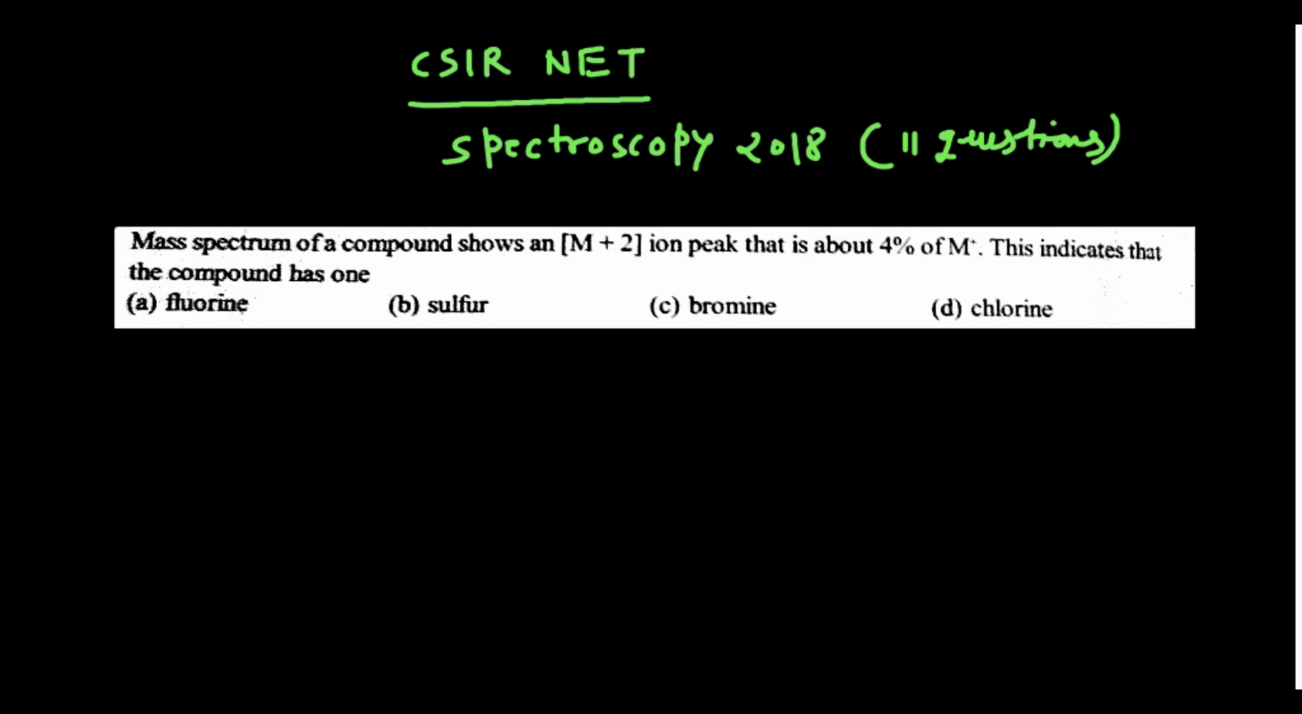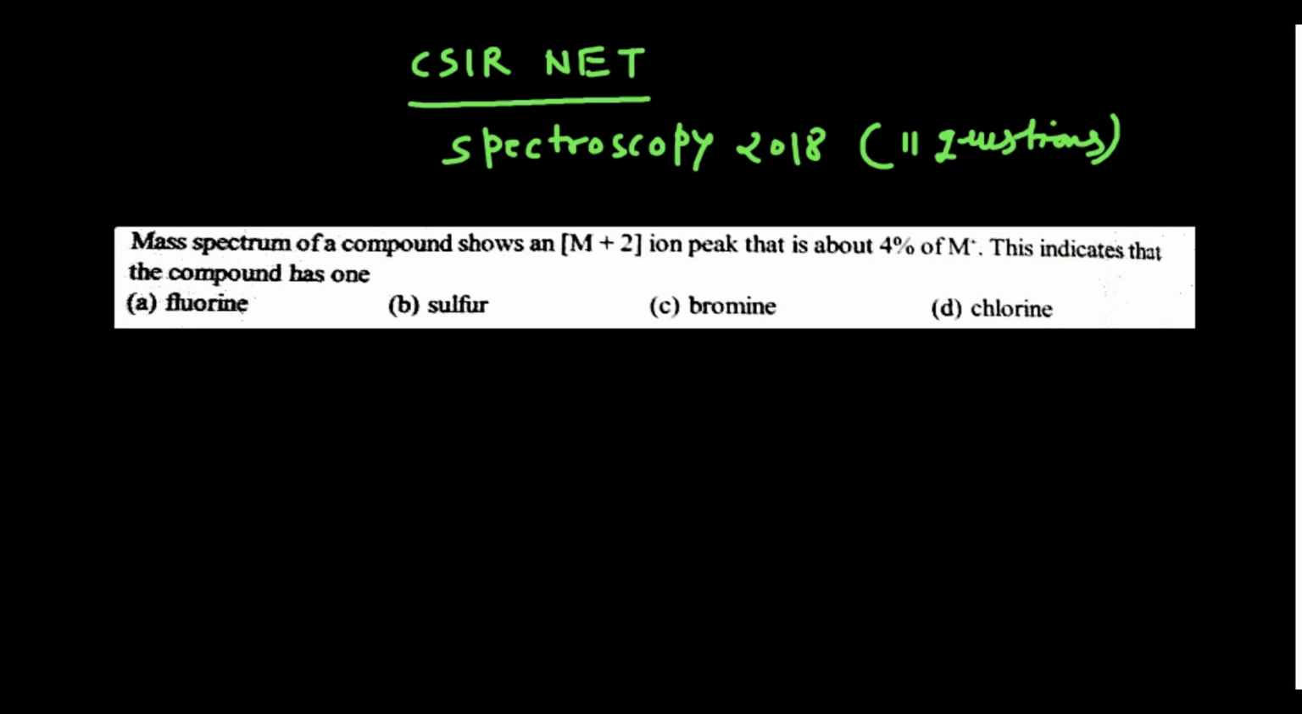If you read the first question, what does it say? Mass spectrum of a compound shows an M+2 peak. M+1, M+2, these peaks are the isotopic peaks. It shows an M+2 ion peak that is about 4% of the molecular ion. That means whatever the intensity or abundance of your molecular ion, 4% of that intensity will be the intensity of this M+2 ion peak.